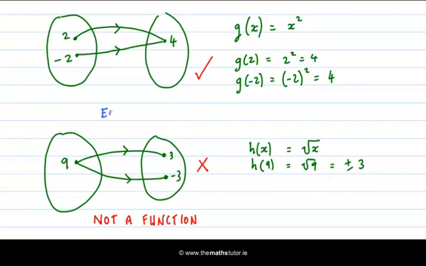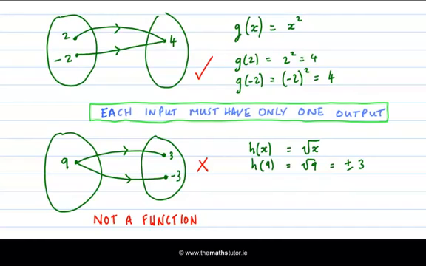So the really important point to note here is that each input must have only one output. So this up here is a function, because each input has only one output, whereas down here you see 9 is mapped down to two different numbers, so this is not a function.